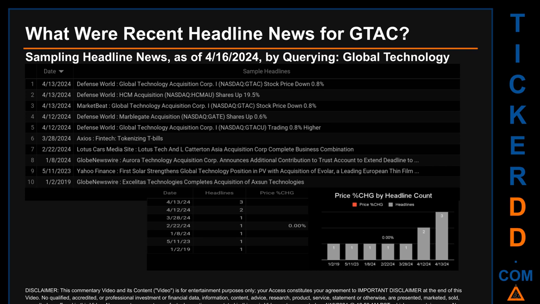The oldest publication was on Wednesday, January 2, 2019, when, 5 years, 3 months and 14 days ago, Globe Newswire published the headline that read, Exelitas Technologies completes acquisition of Axon Technologies.